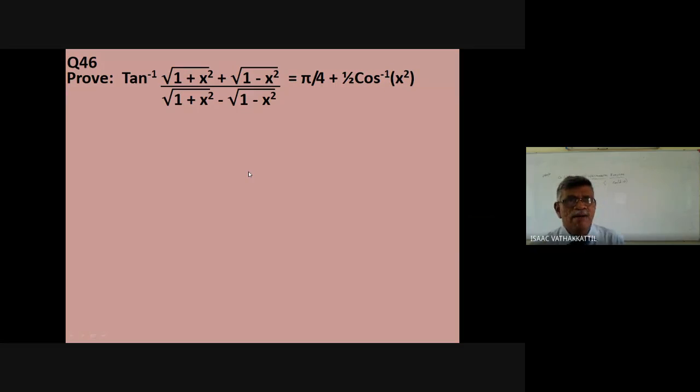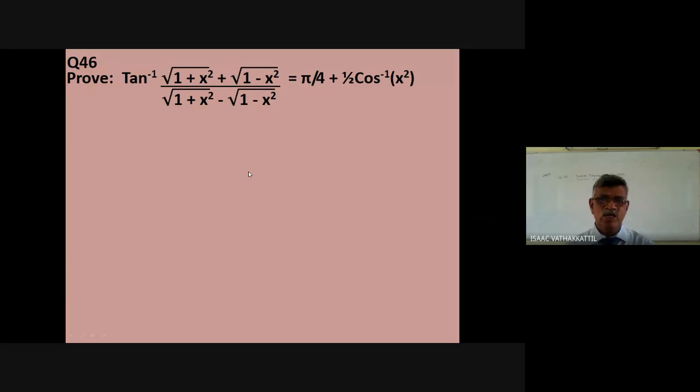Okay? Prove that tan inverse of (root of 1 plus x squared plus root of 1 minus x squared) upon (root of 1 plus x squared minus root of 1 minus x squared) equals pi by 4 plus half cos inverse x squared. The question looks very difficult, but it is very simple, provided you make a proper substitution. If it is simply root of 1 plus x squared, you will go for x equal to tan theta. If it is simply root of 1 minus x squared, you will go for x equal to sine theta, since 1 minus sine squared theta is possible.